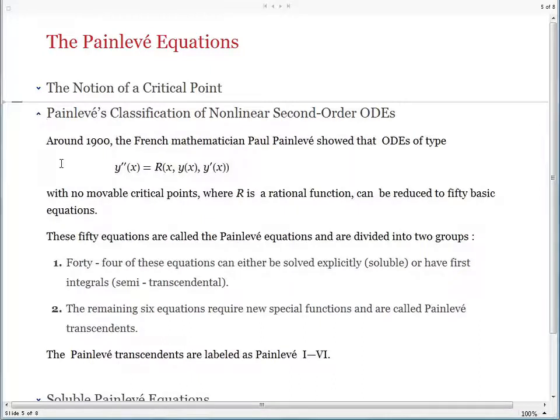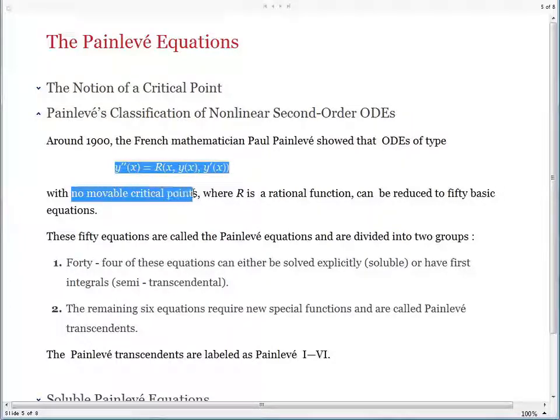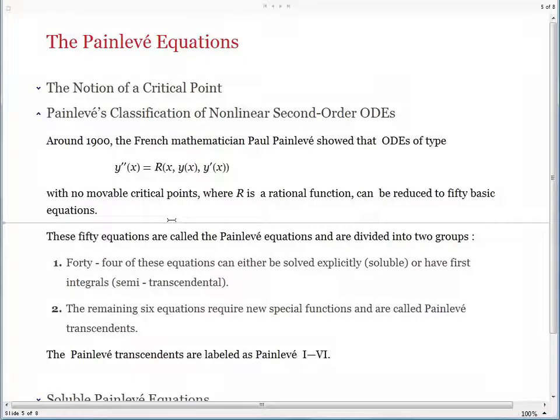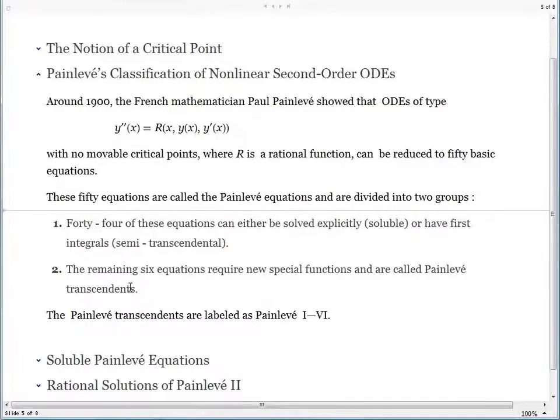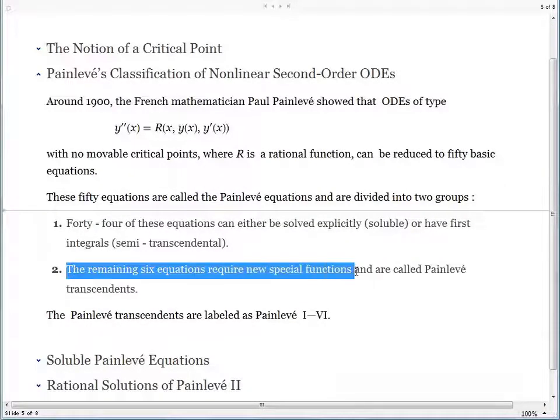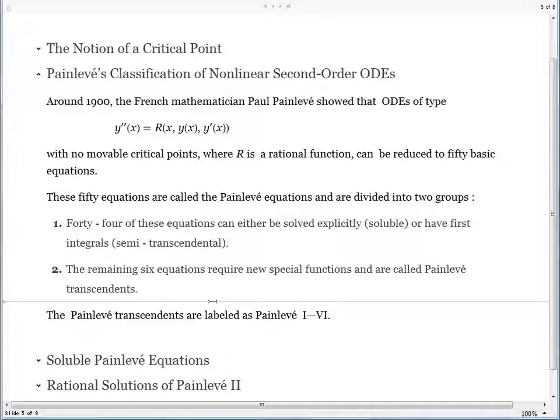So around the year 1900, the famous French mathematician Paul Painlevé studied second order ODEs with no movable critical points, the so-called good ones, and he found that they can be divided into two groups. The first group of 44 equations can be solved in some sense, either completely or partially. But the remaining 6 equations require new special functions, and these are called the Painlevé transcendents. And these Painlevé transcendents are usually labeled as Painlevé 1, 2, 3, 4, 5, and 6.